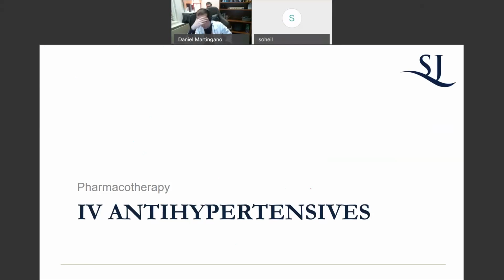Something I'll mention to avoid confusion. If you have preeclampsia with severe features, that doesn't require a C-section, okay? That requires induction of labor if you're above 34 weeks.